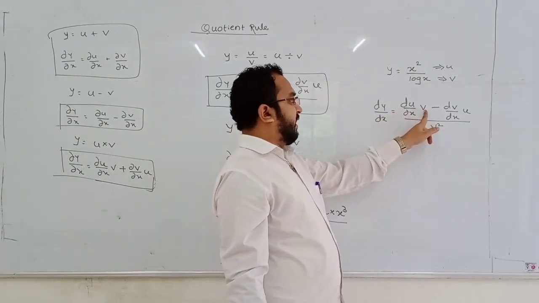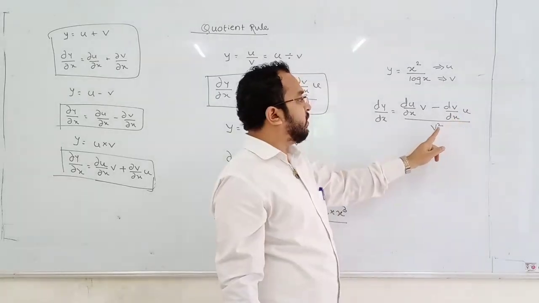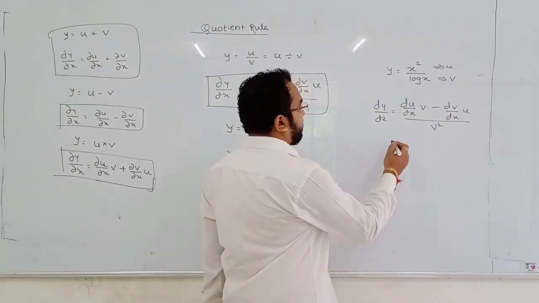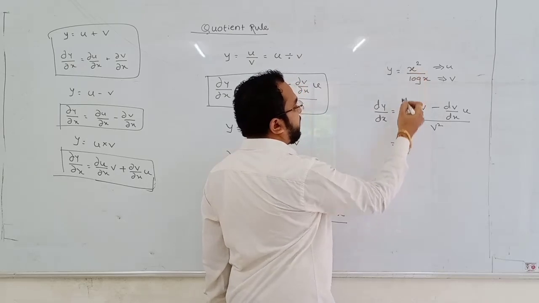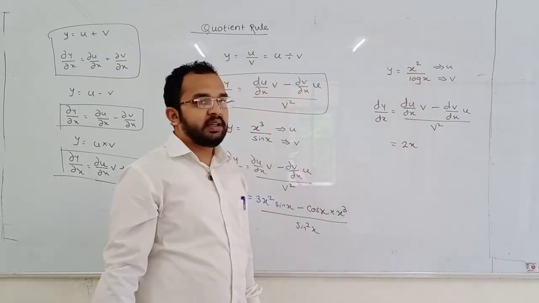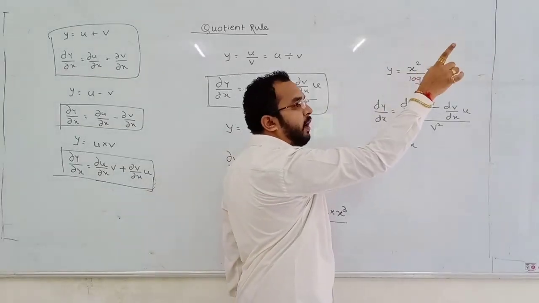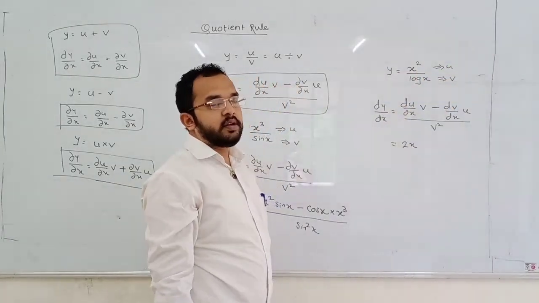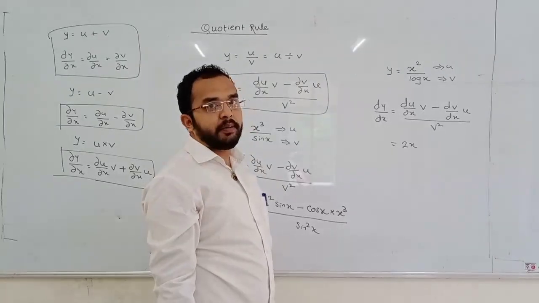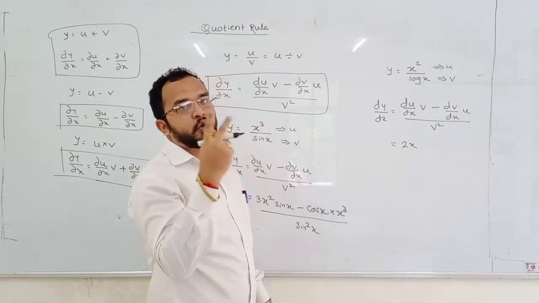Differentiation of first, second function as it is, minus differentiation of second, first function as it is, upon second square. So what is the differentiation of the first function? What is the differentiation of x square? 2x by the power rule. Take the power in the numerator and reduce the power by 1. So I have taken the power 2 in the numerator and reduced that 2 by 1.